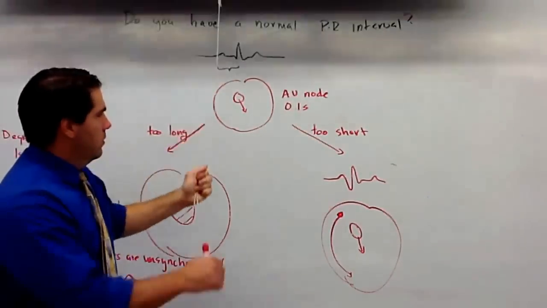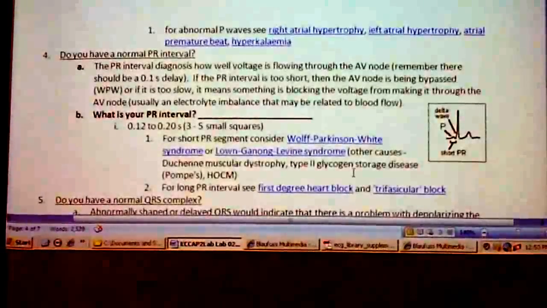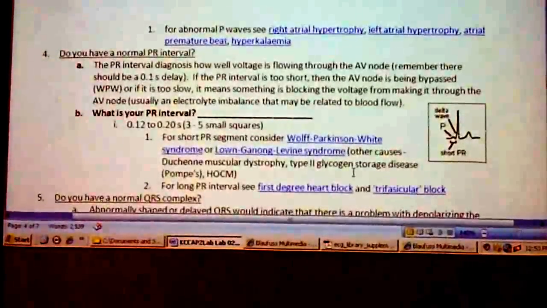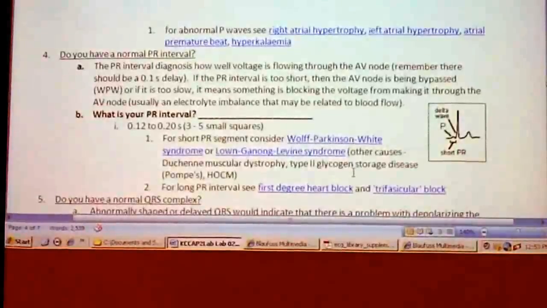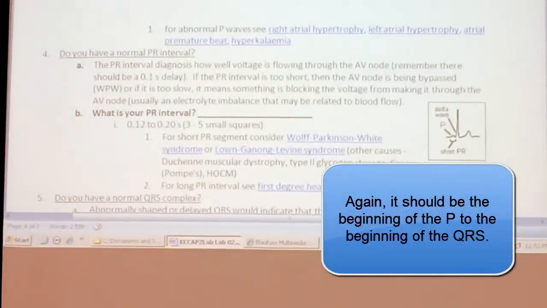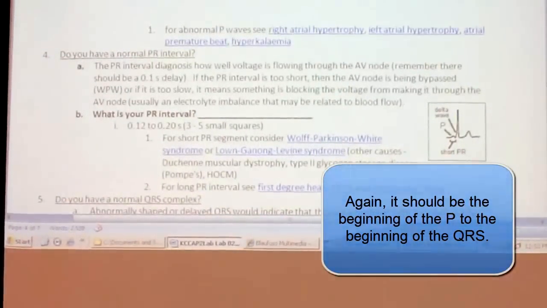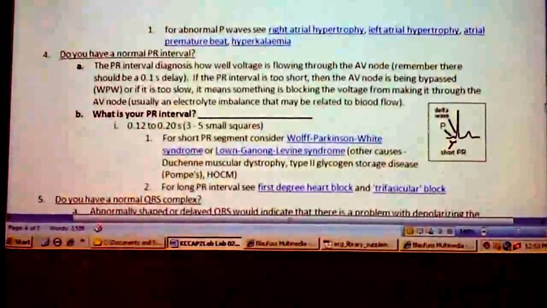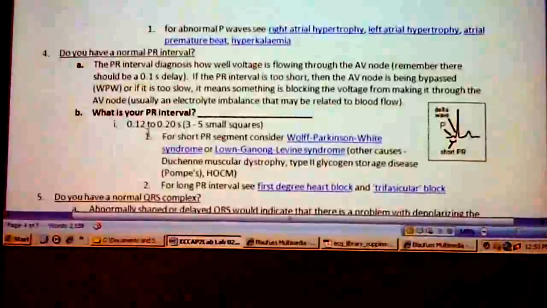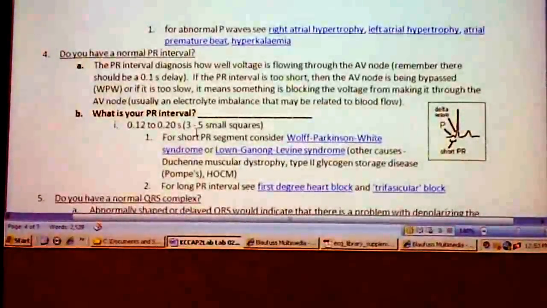So for you, what we want to look at is the duration of your PR interval. Essentially, we need to convert the time between the beginning of the P and the end of the R into time. We need to convert the trace into time. And the way you do that, again, is the small blocks are 0.04 seconds. Since we want our interval to be between 0.12 and 0.20 seconds, we need it to be between 3 and 5 small squares.